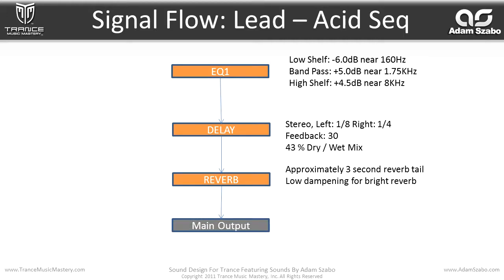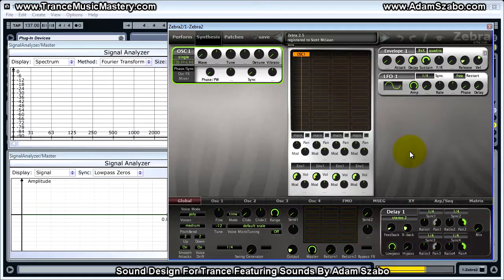Okay, let's build this patch. Okay, so I'm starting from the initialized patch, so if I play the patch, that's what it sounds like right now. We're going to leave the global as is, and for the oscillator we want to set the stacking mode to 11 and set the detune to 10.